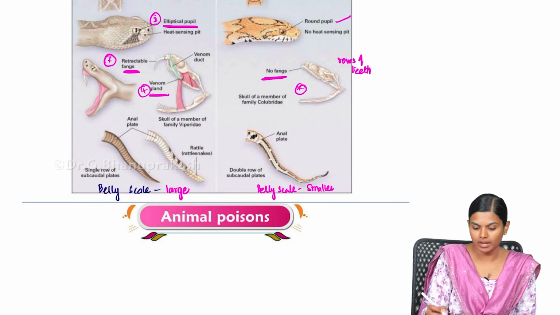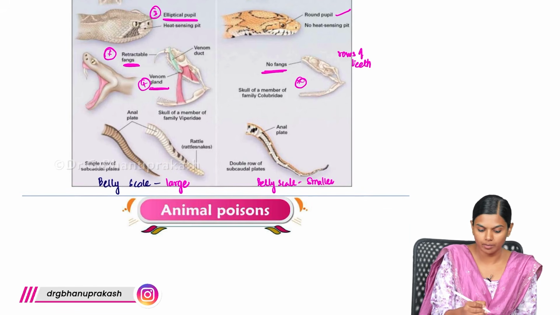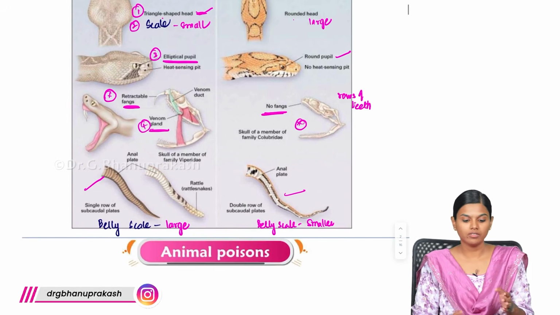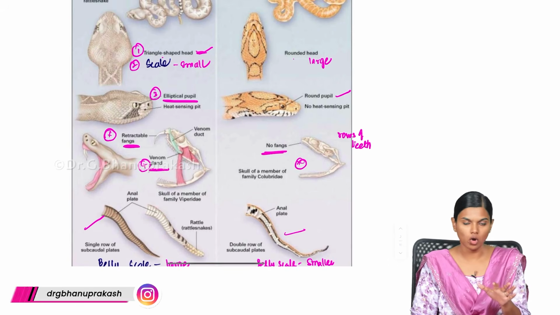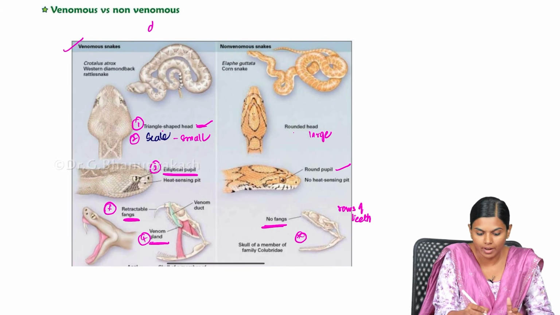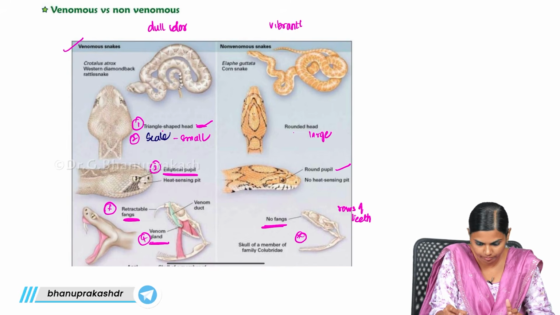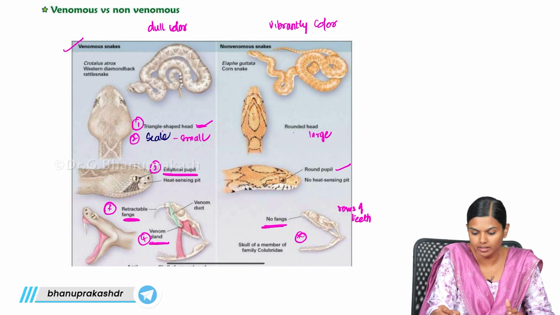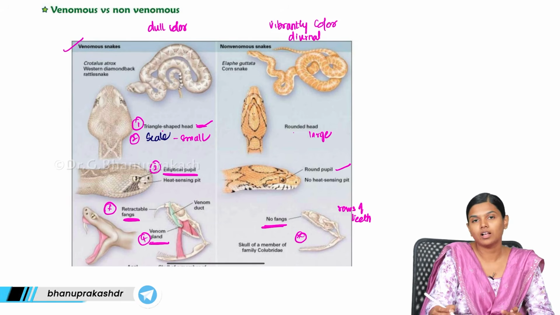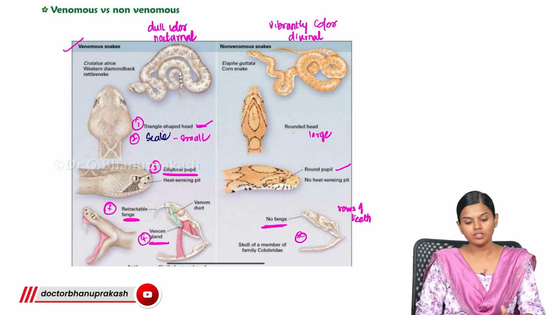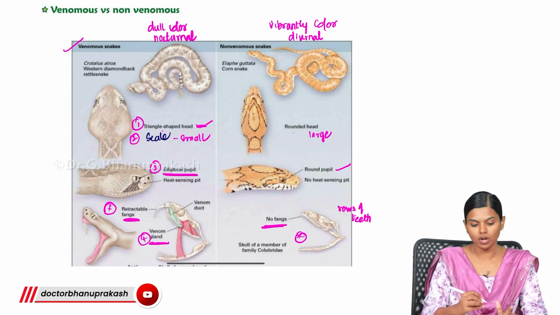The anal plate will be a single row here and a double row here. So this is the main difference between a venomous and non-venomous snake. Apart from this, a venomous snake will be dull colored, while non-venomous snakes will be vibrantly colored. Venomous snakes are also diurnal, they can come out in the morning, evening, any time, but this one is mostly nocturnal. It will come out to eat only at night time. So this is the basic difference between venomous and non-venomous snake.